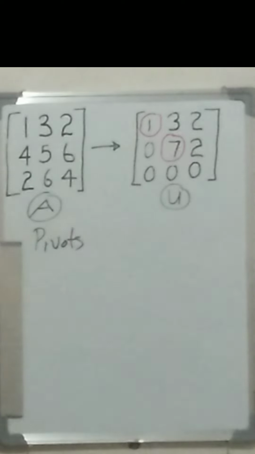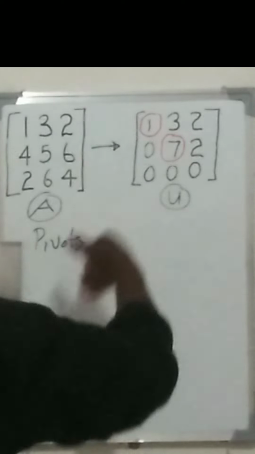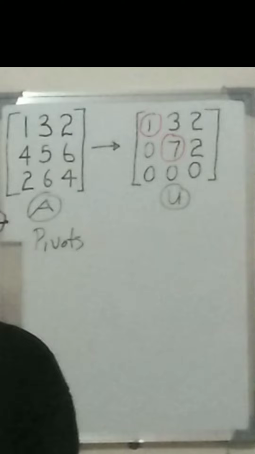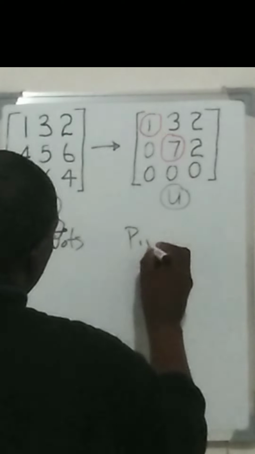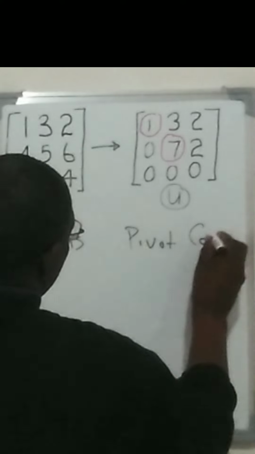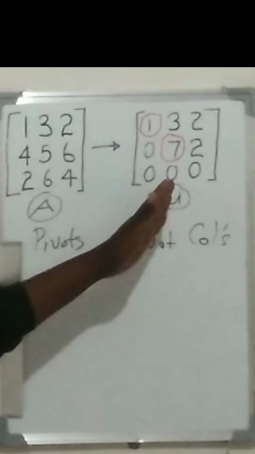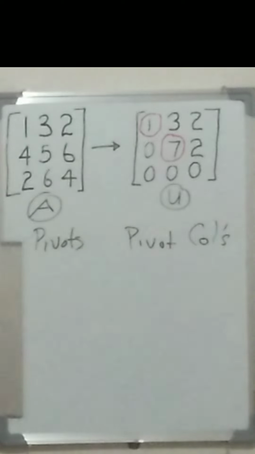And of course, following onto that, the columns which contain the pivots, in other words, column number 1 and column number 2, are called pivot columns. Now, the question, of course, is what does matrix U reveal to us about matrix A?